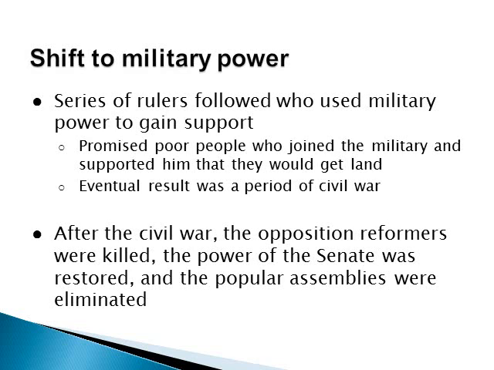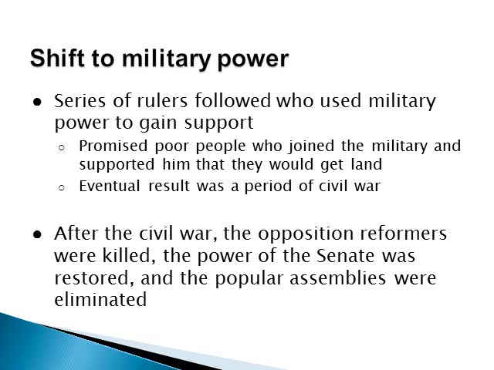You saw a shift away from elected representatives, even the wealthy, powerful people of the Senate, and more emphasis placed on military power. There was a series of rulers who used military power as a way to gain support. They promised the poor people that if they joined the military and supported them personally, that they would get land in exchange for that. And really all this yields is a period of civil war.